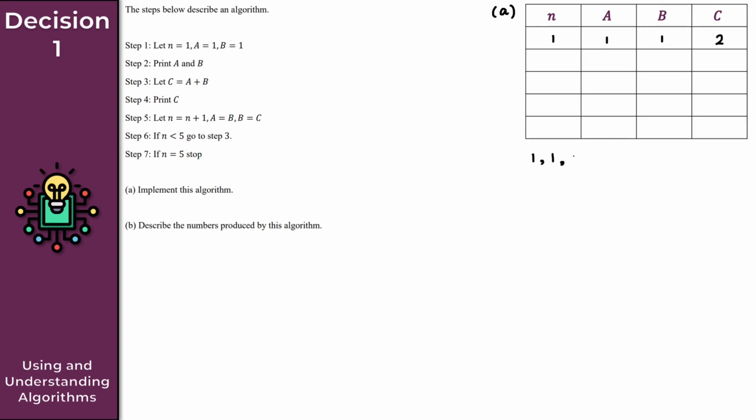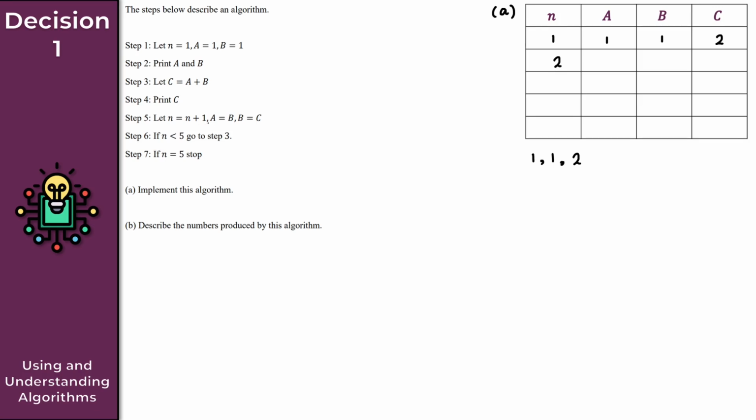So I've got 1, 1, and 2. Step 4 complete. Now for step 5 here, we let n be equal to n plus 1. So all that means here is as we go down the n column, this will just increase by 1. So my next n value here is 2.